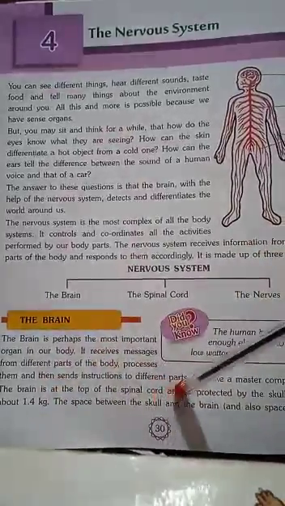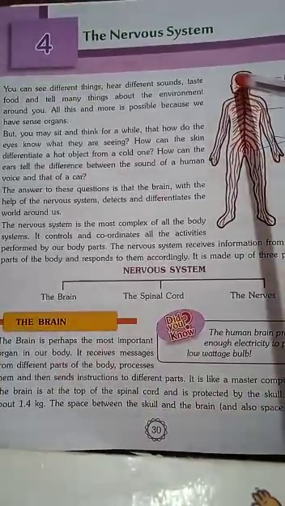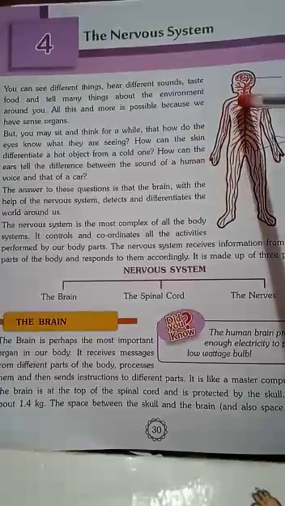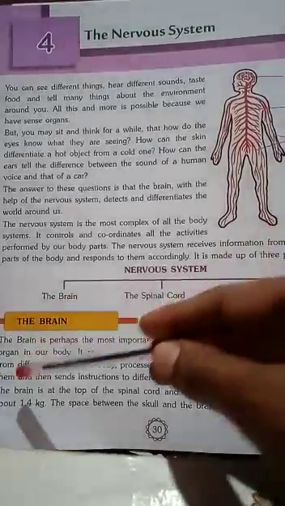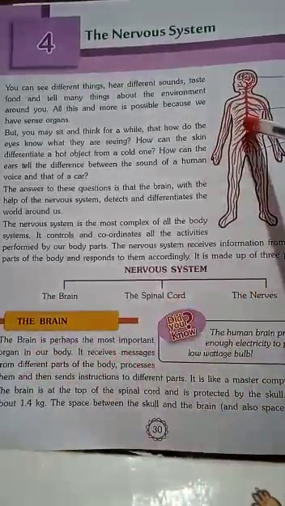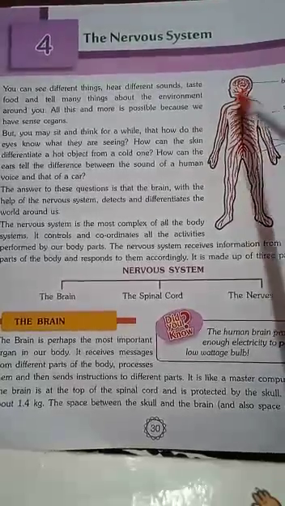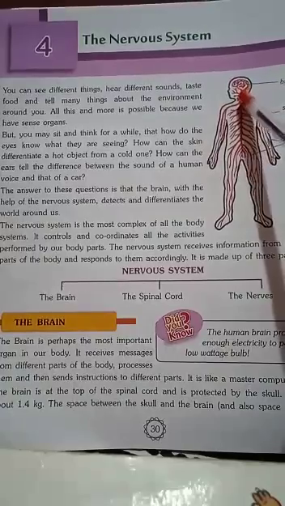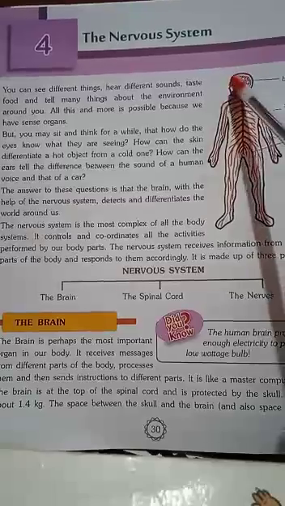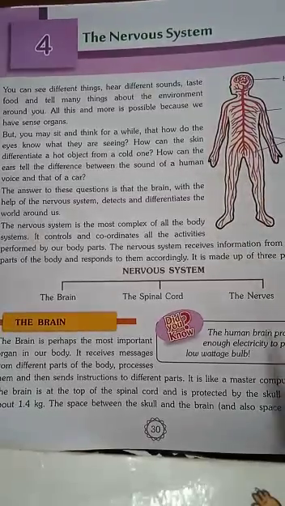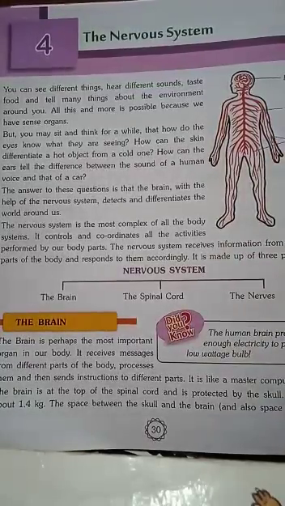There is space between the skull and the brain, and also space inside the brain. See, students, the brain is at the top of the spinal cord. So the spinal cord's top is here; this will be represented as the spinal cord. The brain is at the top of the spinal cord and it is protected by the skull. I told you before, it is protected by the skull, and its weight is 1.4 kg.